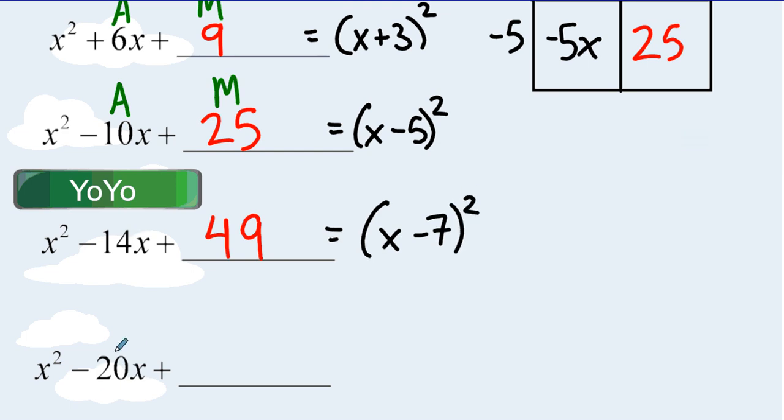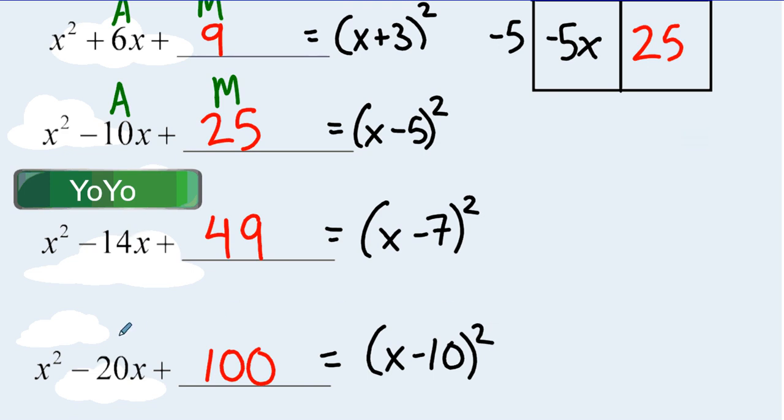Over here, if this is negative 20, you need to split it to be negative 10 and negative 10. Negative 10 times negative 10 is 100, so you need to add 100. Now it's factorable, and it's going to be x minus 10 by x minus 10, so we'd say x minus 10 squared. You would have a perfect square.